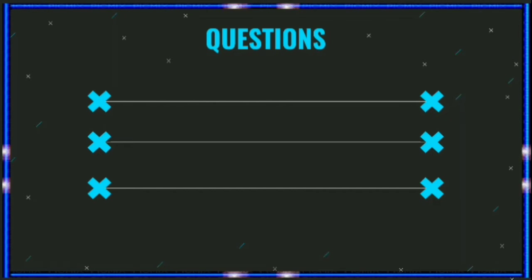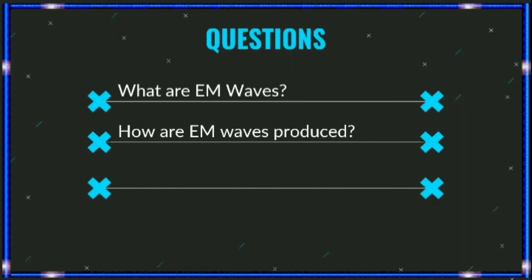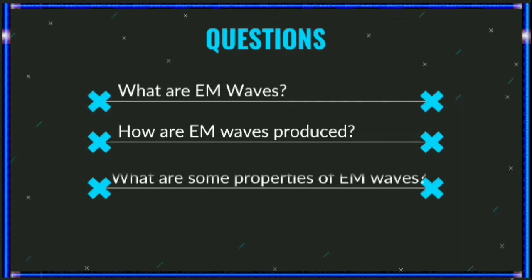Here are some of the questions that can guide you along with this learning episode. You can take note of these questions to be your guide as we go on in this lesson. First, what are electromagnetic waves? Second, how are electromagnetic waves produced? And lastly, what are some properties of electromagnetic waves?